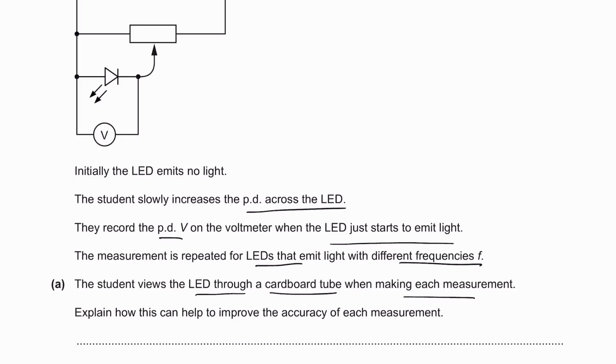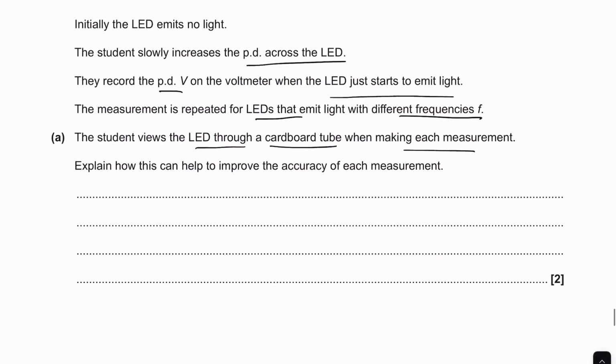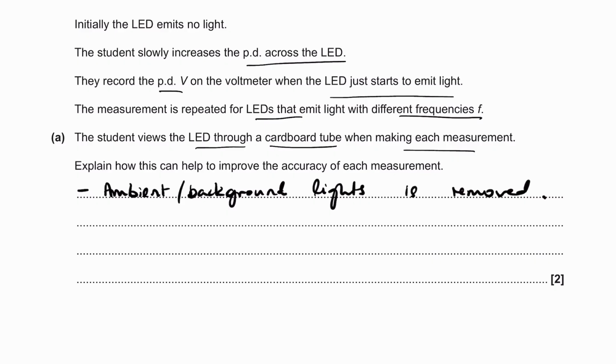If you use a cardboard tube, it would ensure that the path of the light being emitted by the LED is more concentrated and it's not spreading through the room, right? It's making it concentrated and narrow, which makes it easier for the student to make a clear observation when the LED is just turned on. You can also say that it removes any ambient or background light in the room, which would prevent you from identifying the LED light that is being emitted.